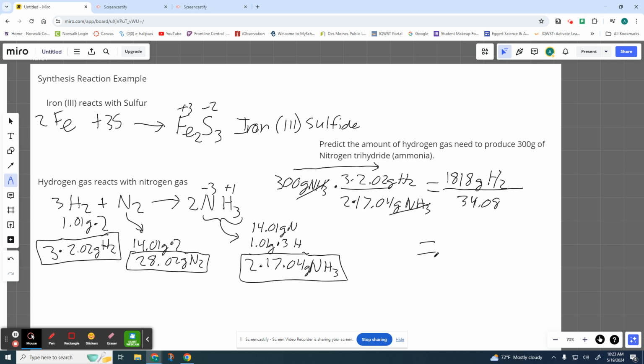And now you need to show your work for simplifying this. If you divide the 1,818 grams of hydrogen by that 34.08, you should get approximately 53.3 grams of hydrogen gas. So if you did want to produce 300 grams of ammonia, you would need to have 53.3 grams of hydrogen and hope you get 100% completion of the reaction.